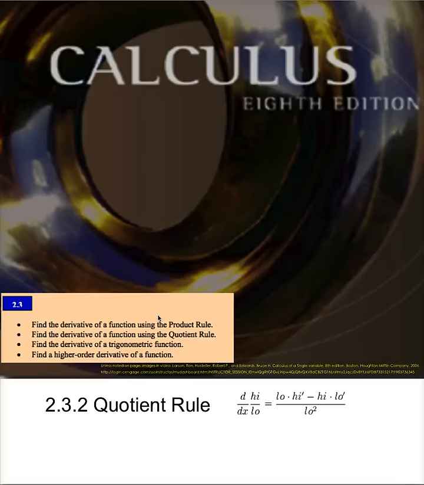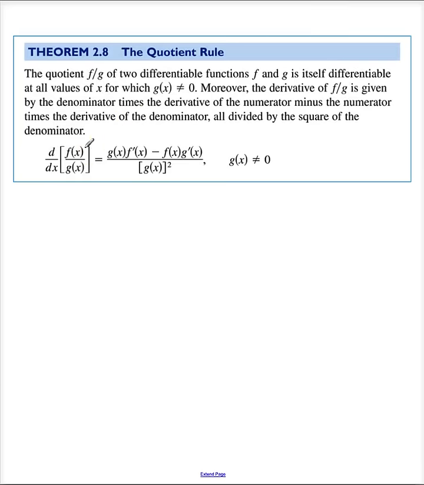Now let's look at the quotient rule. The quotient rule states if I have the derivative of f divided by g, then that's going to equal g times the derivative of f minus f times the derivative of g, divided by g squared. And of course, g can never equal 0. Now this is a fairly cumbersome proof, and I'm going to want you to do it as homework.